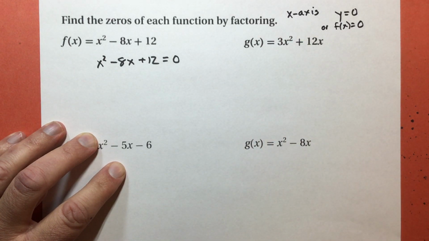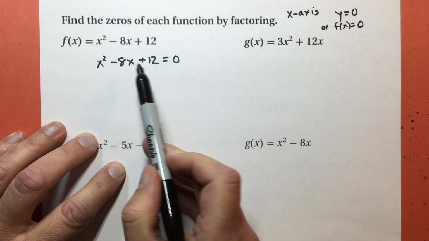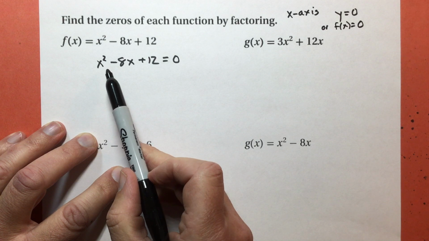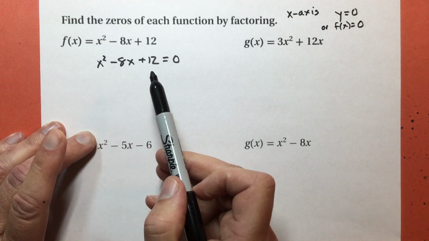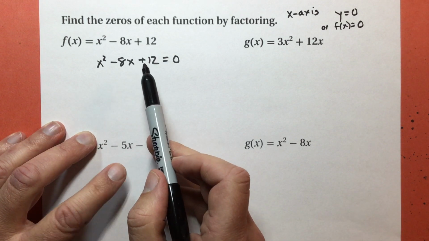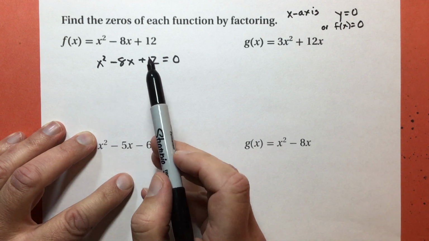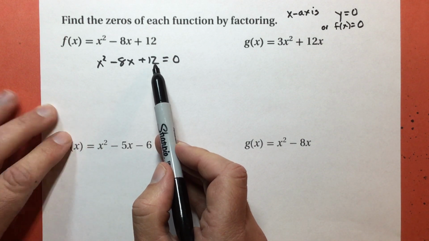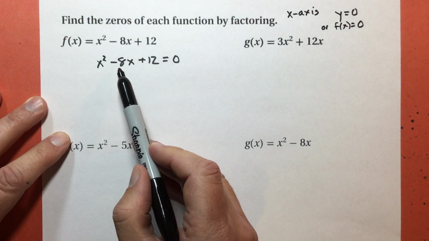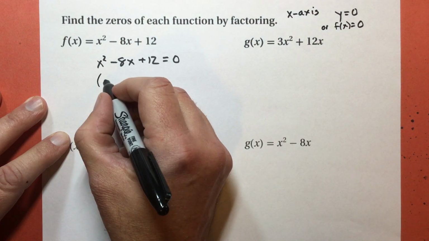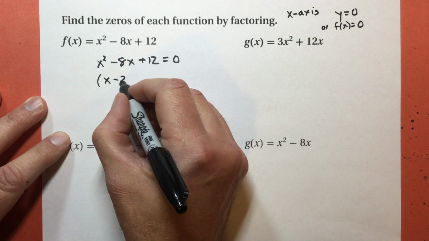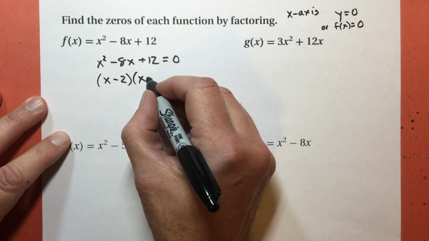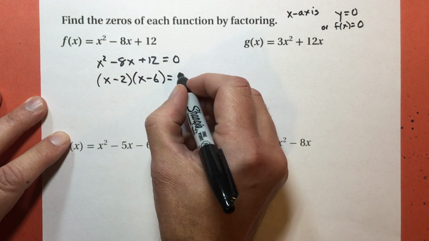How do I solve it by factoring? Well, this is a trinomial, and factoring trinomials shows up in chapter 8, section 3. What two numbers multiply to give 12, but when I add those two numbers, I get negative 8? So that's going to be x subtract 2 times x subtract 6.